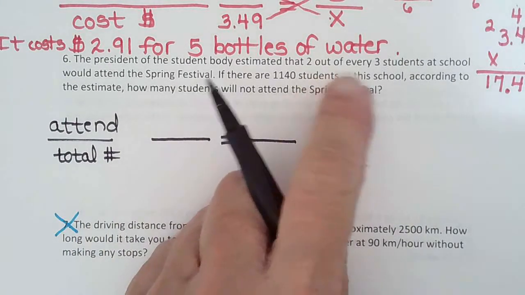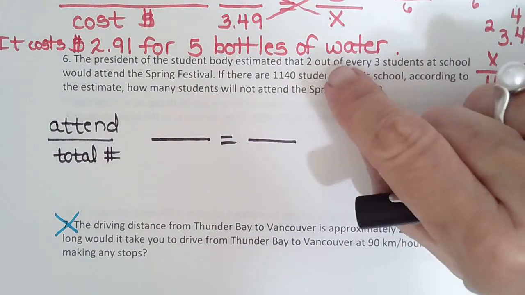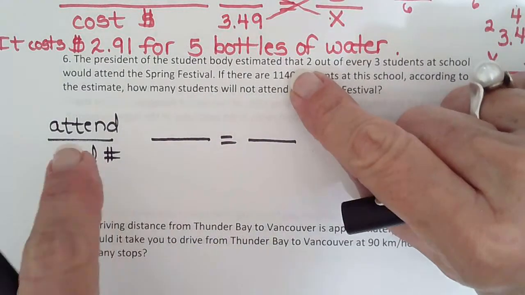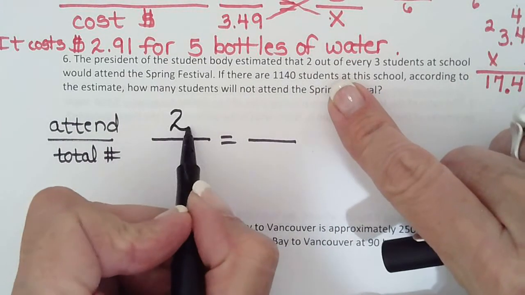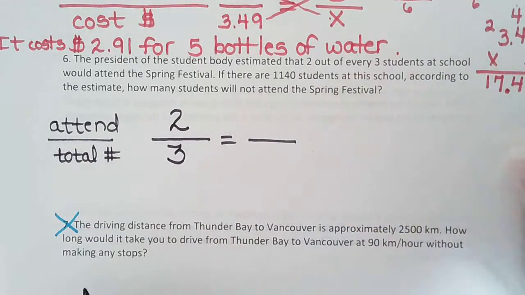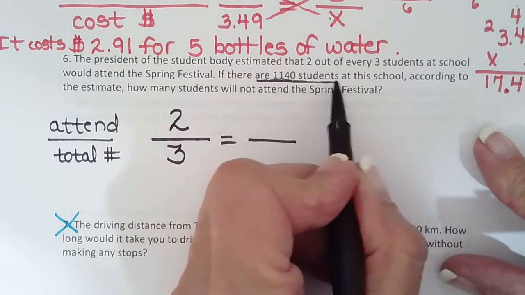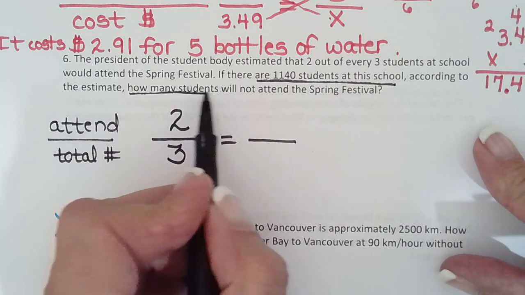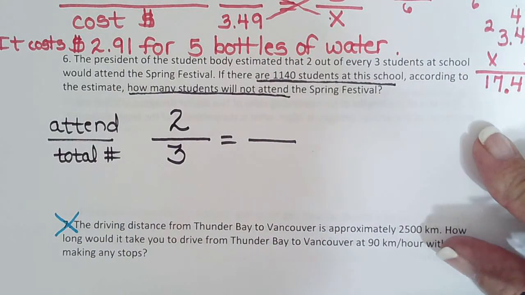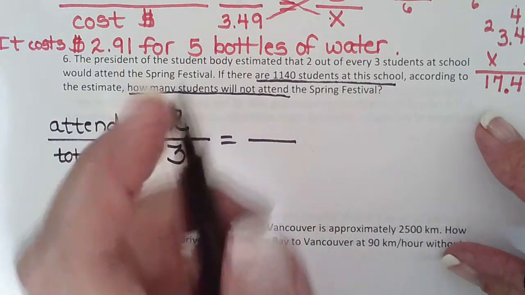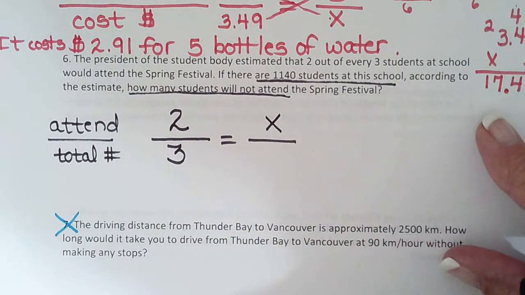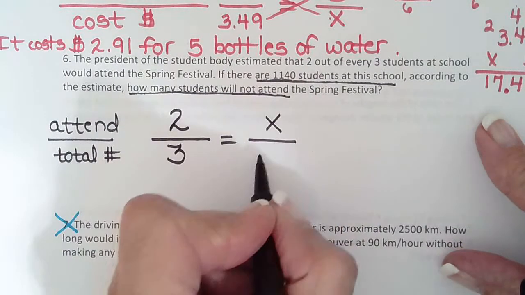So you have to understand when they use language like that, just like 4 out of 7 dentists. For a dentist would recommend out of a total of 7 asked. So 2 will attend out of a total of 3 asked. If there are 1,140 students, how many will not attend? Oh, trick question. So first we have to figure out how many will attend, and then we can subtract. So how many will attend? We don't know. And how many total are asked? 1,140.